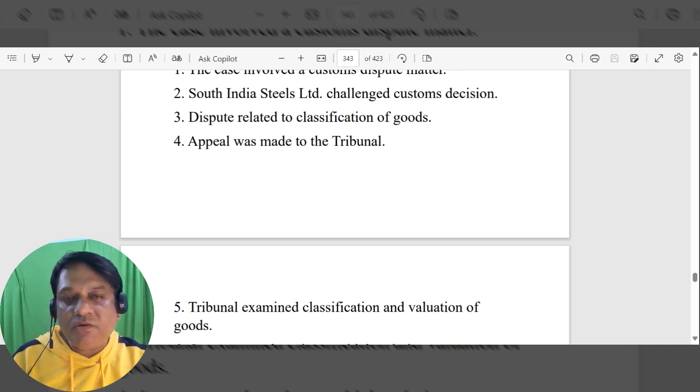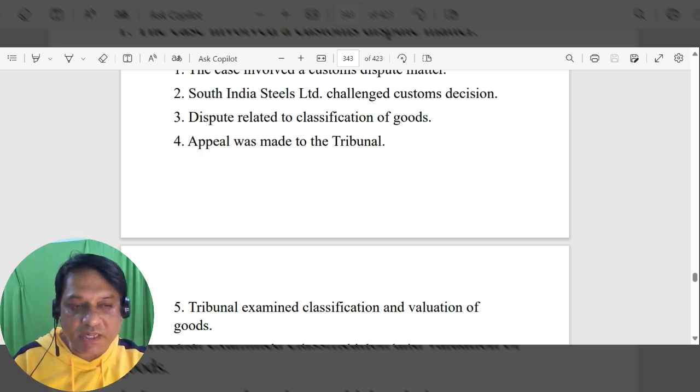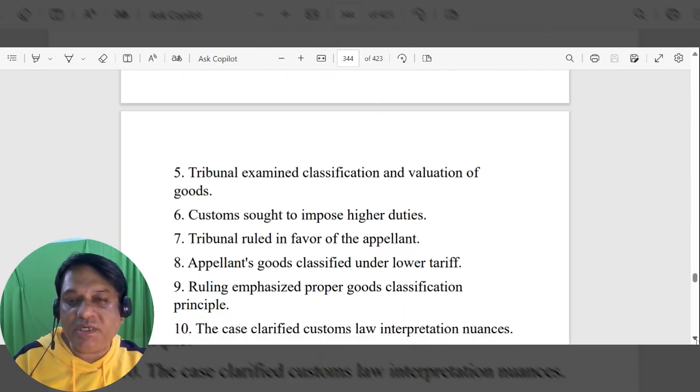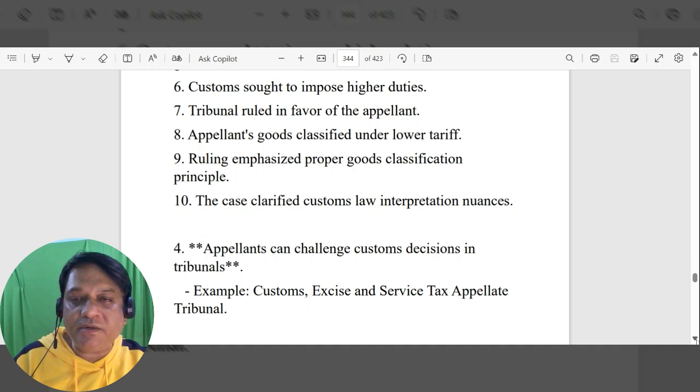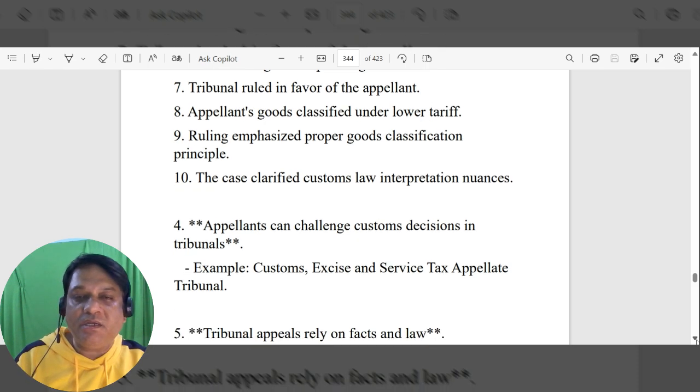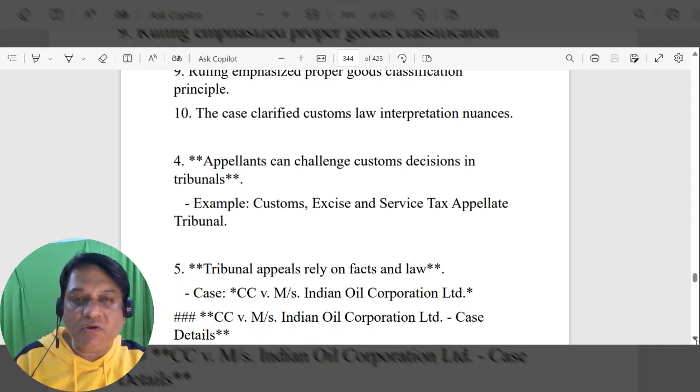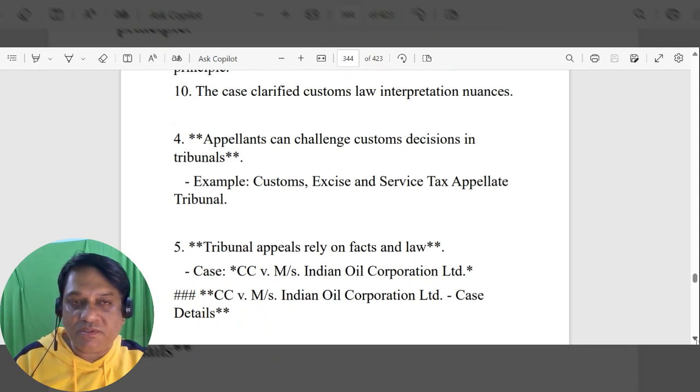Dispute related to classification of goods. Appeal was made to the tribunal. Tribunal examined classification and valuation of goods. Customs sought to impose higher duties. Tribunal ruled in favor of the appellant. Appellant's goods classified under lower tariff. Ruling emphasized proper goods classification principle. The case clarified customs law interpretation nuances.